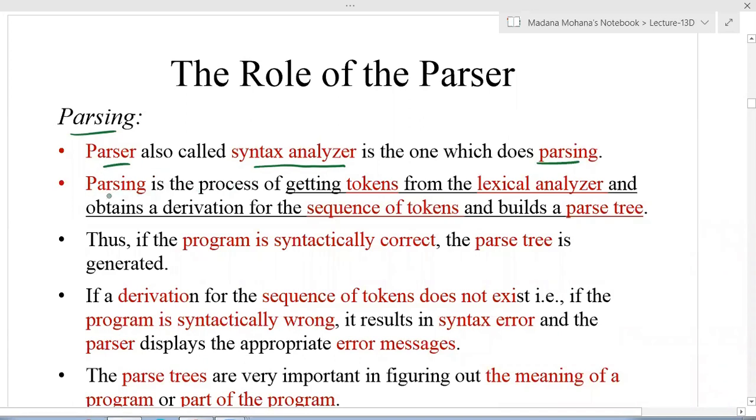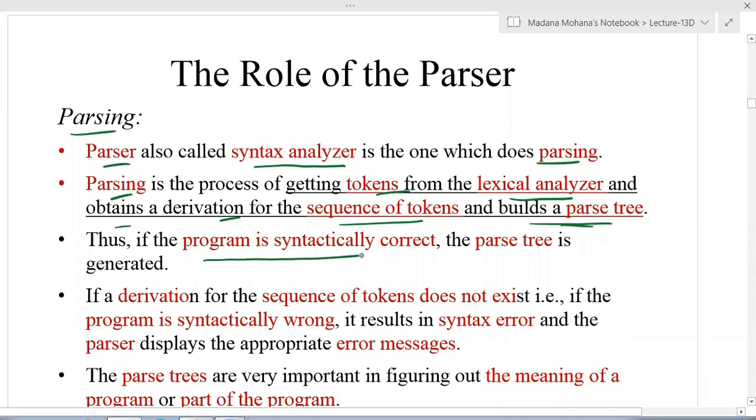Now, what is the definition of parsing? Parsing is the process of getting tokens from the lexical analyzer, obtaining a derivation for the sequence of tokens, and building a parse tree. This is the concept of parsing. The tokens are the output of the lexical analyzer or scanner. From the sequence of tokens, it derives a sequence of derivations and further builds a parse tree, which is a hierarchical representation. A parse tree is also called a derivation tree.